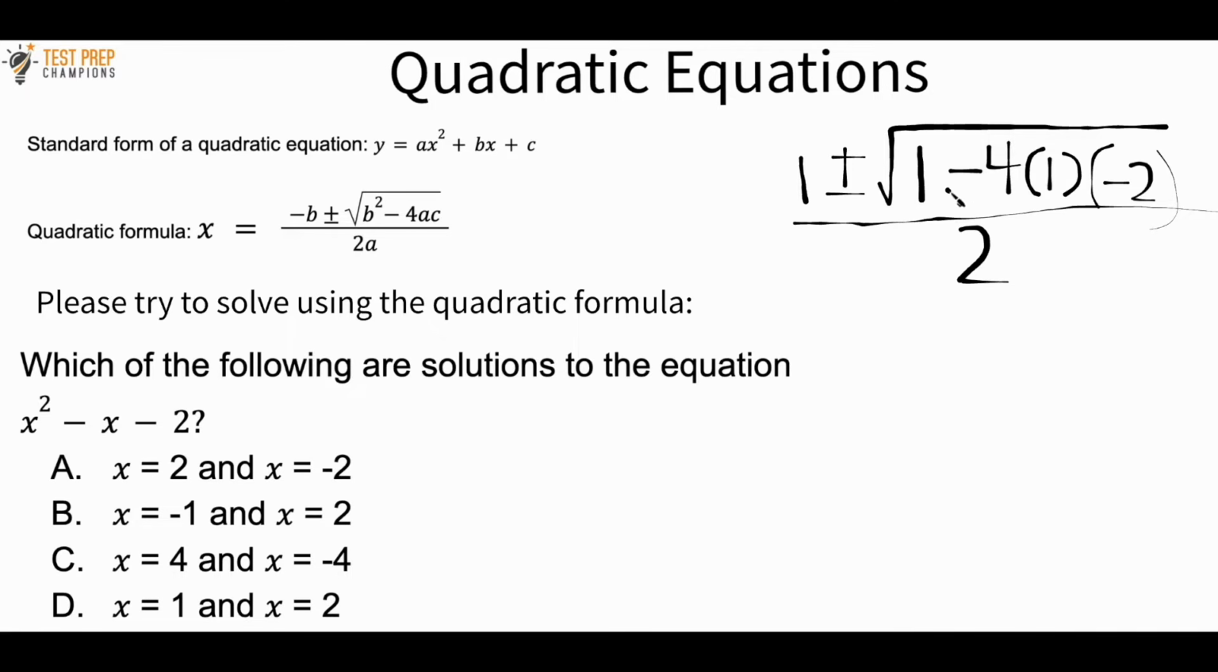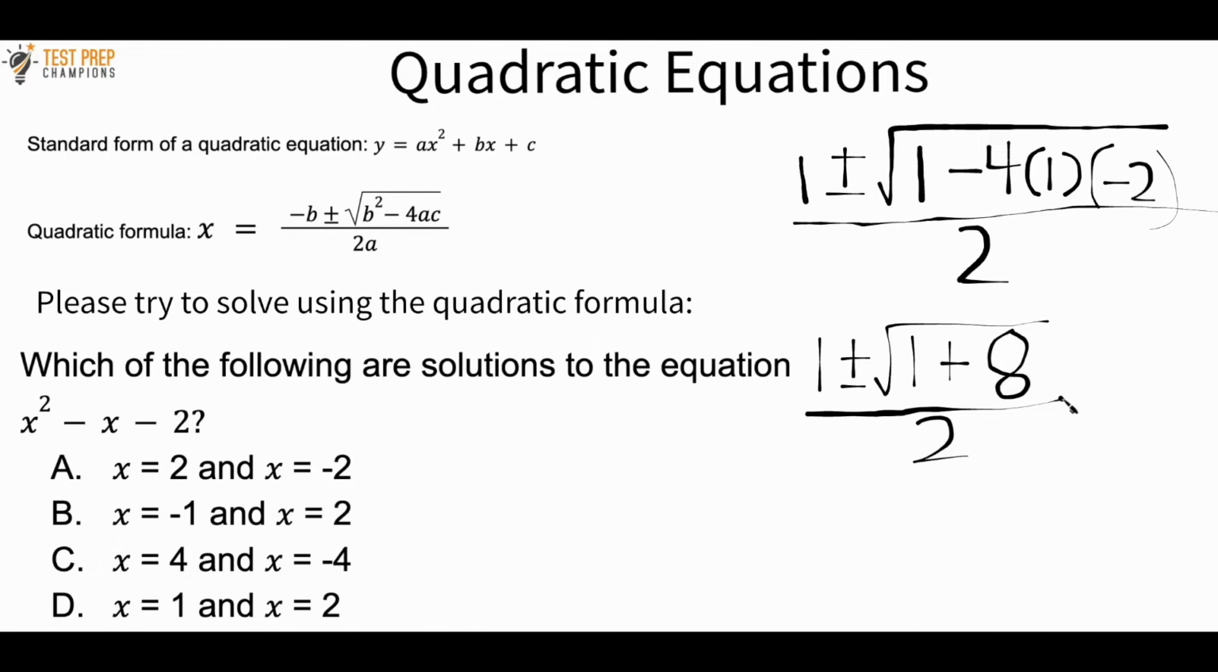Okay, so now what is this here? This 1 minus 4 times 1 times negative 2. Well, negative 4 times 1 is still negative 4. Times negative 2 gives me positive 8. So when I rewrite this, I'll have 1 plus or minus the square root of 1 plus 8. And again, the reason it's plus 8 is because negative 4 times 1 is just negative 4, times negative 2 gives us positive 8.